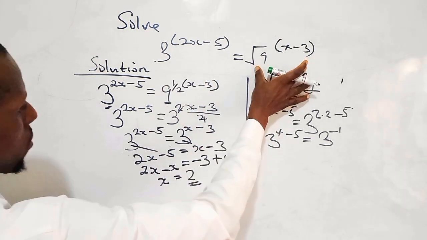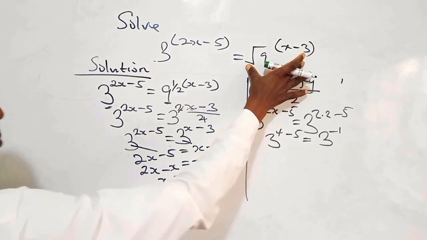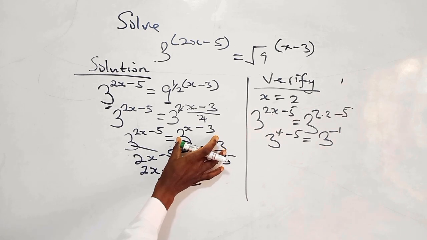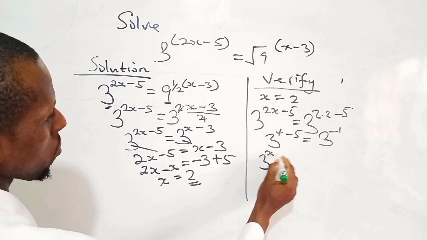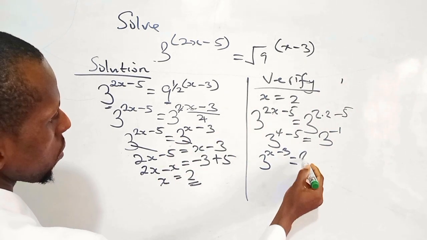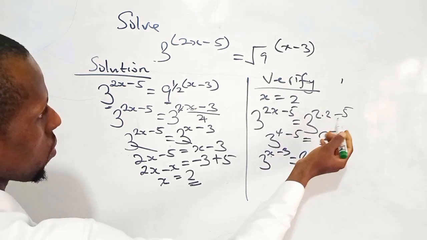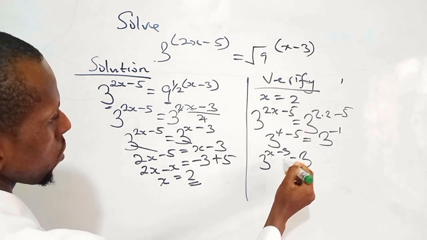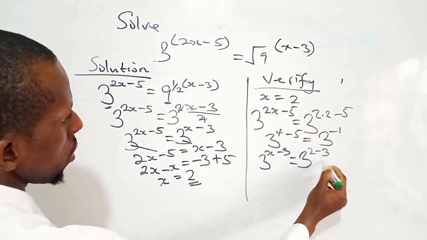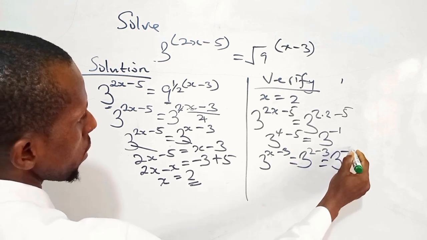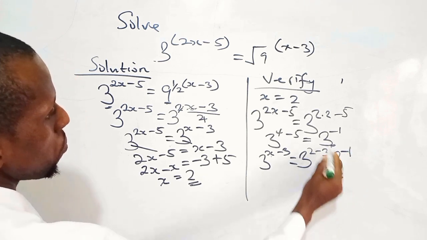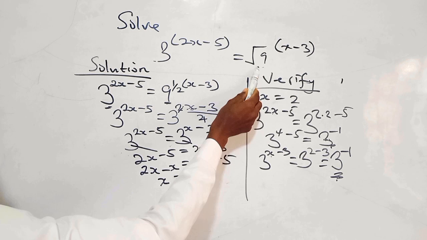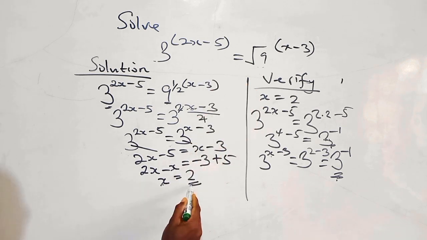So let's work with the right hand side. We have 3 raised to the power x minus 3. So we have 3 raised to the power, when x is 2, we have 3 raised to the power 2 minus 3 equals 3 raised to the power minus 1. So both sides of the equation are equal. So the value of x is 2.